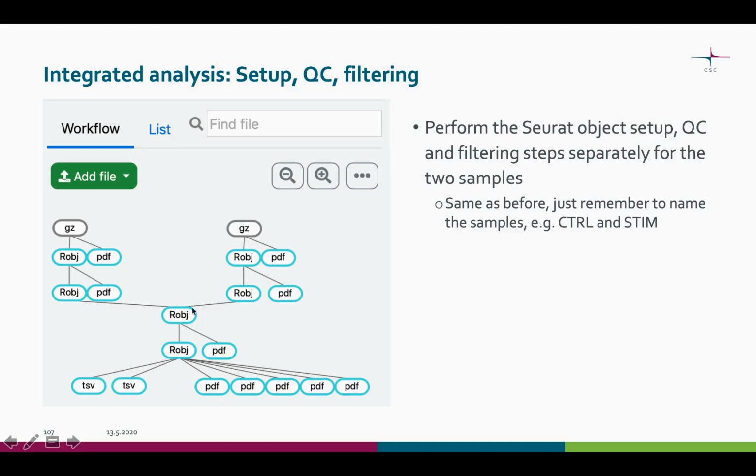Before combining the samples, we have separate R objects for each sample. From here on, we only have one R object with all the data in it.